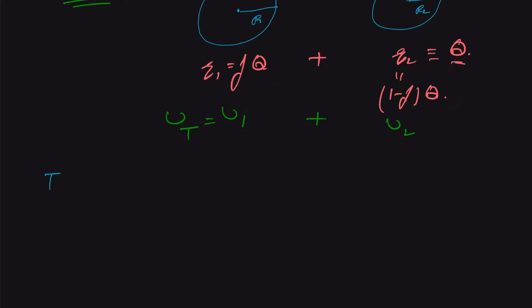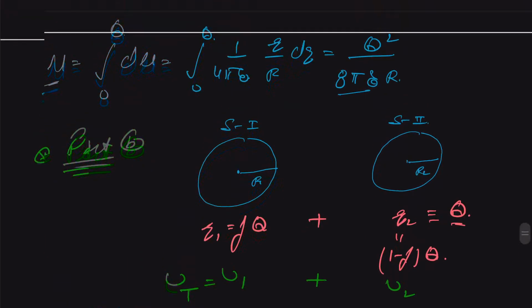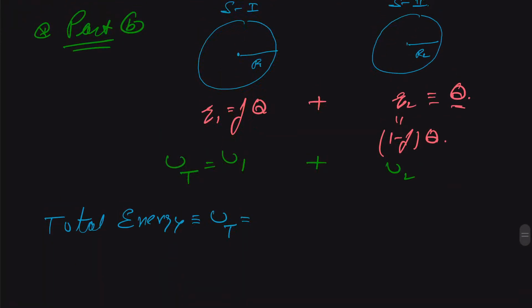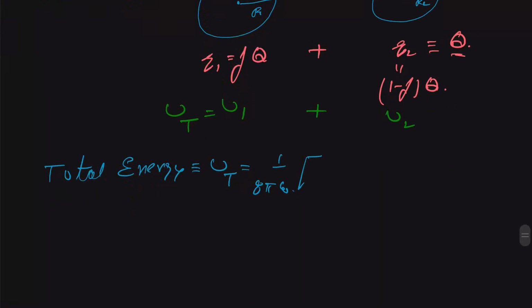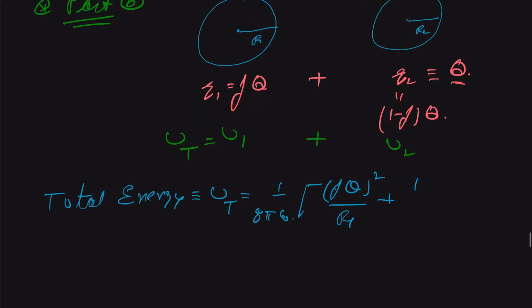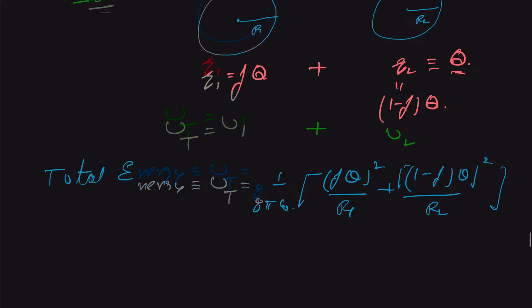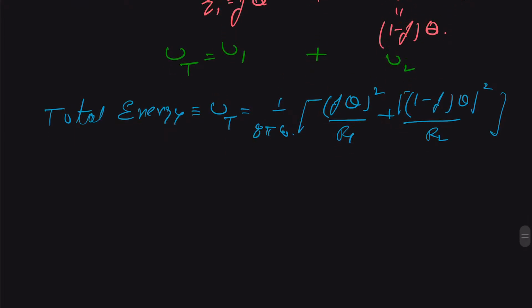So we can say our total energy, that is Ut, will be equal to u1 plus u2, and that we already know, that is 1 upon 8 pi epsilon naught, we can take as common. This is 1 upon 8 pi epsilon naught, and we get Q square. Q here is (fQ) whole square upon r1 plus (1 minus f)Q whole square upon r2. And so we can take Q also outside.